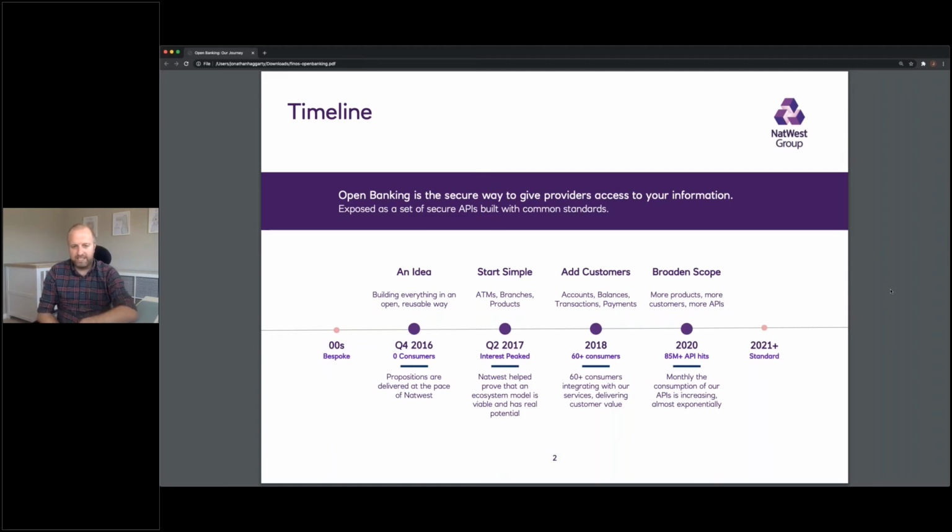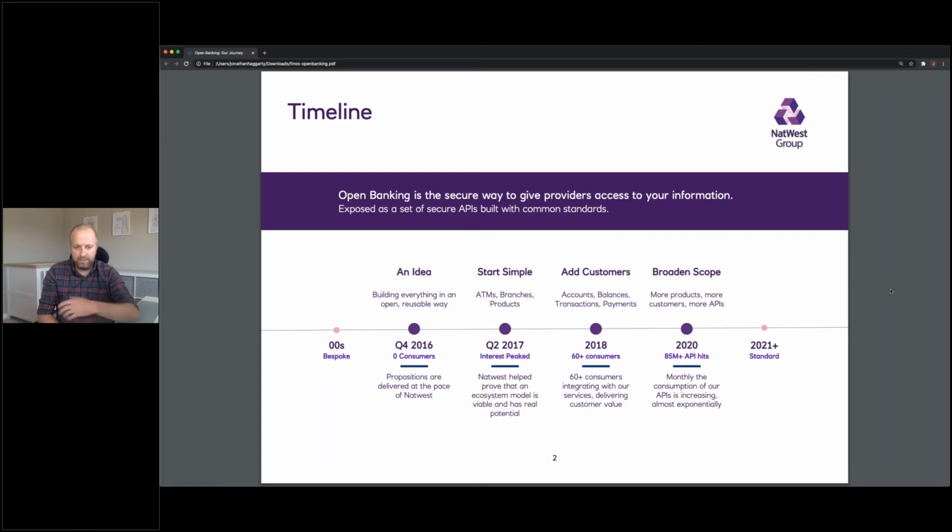Back in 2016, everything that we developed for customers was developed at the pace of NatWest. So really, our ability to get stuff into our customers' hands was predicated on how quickly we as an organisation could build features, how quickly we could listen to customers, and how we could have a bit of a bun fight about how we prioritise those things internally.